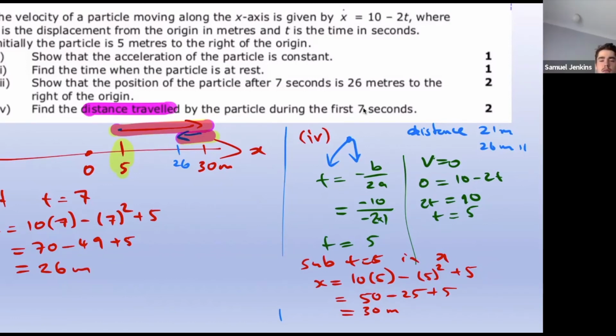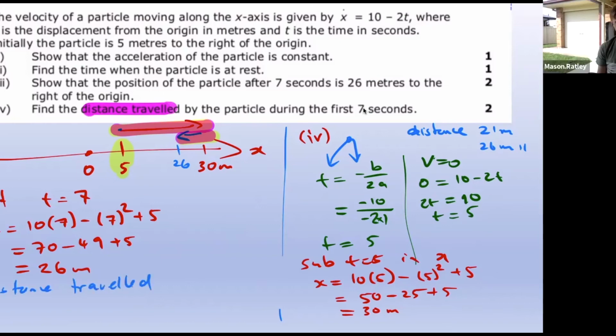So distance traveled will be 25 plus 4 equals 29 meters. Okay. Any questions on that?